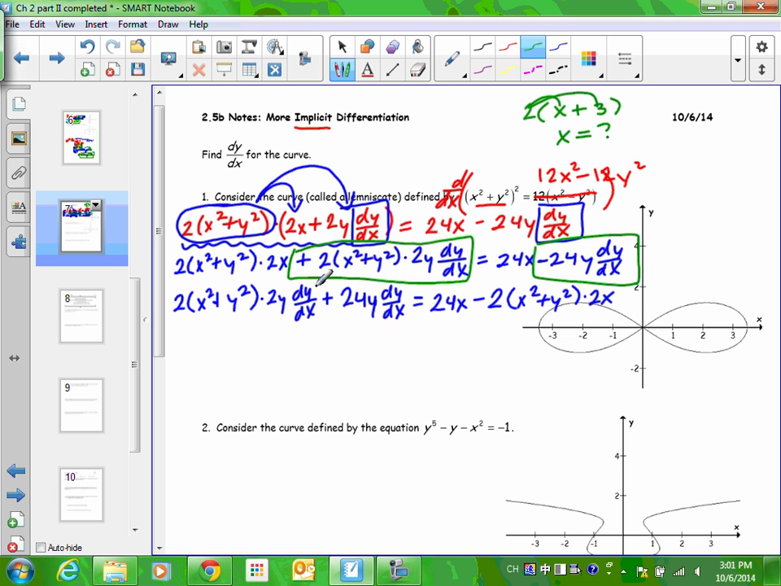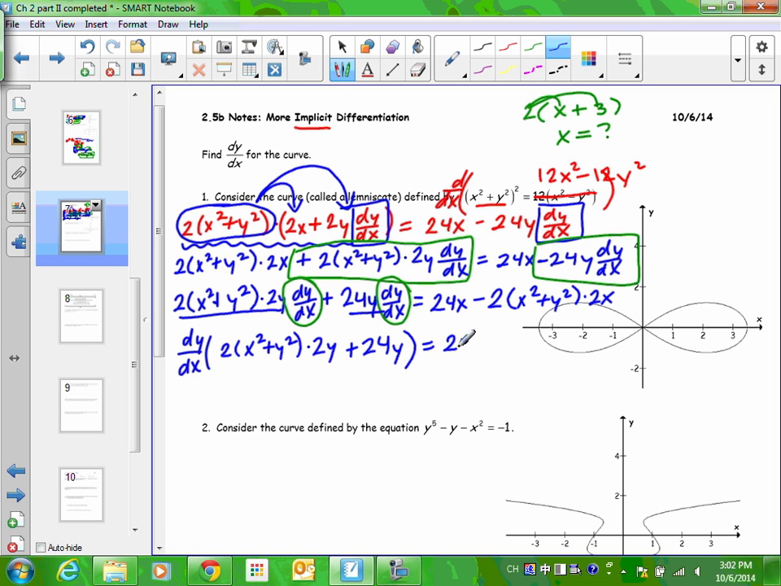Okay, so remember we're trying to get dy over dx by itself, right? So I'm going to write it out here by itself. I'm going to see what do I have left, those two things, right? So 2 parentheses x squared plus y squared times 2y plus 24y. And then again, the right side, just rewrite it.